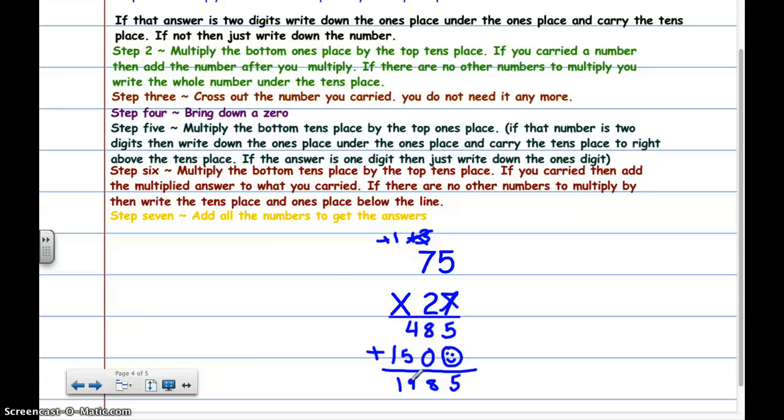75 times 27, I made a mistake in here somewhere. So 5 times 5 is 35, 49, 46, 47, 48. Bring down the 0, 5 times 2 is 10, carry the 1, 14, 15, 5, 8, 9, 1. No, I don't think that I made a mistake. Let me check on my calculator. It's showing me that I made a mistake somewhere.